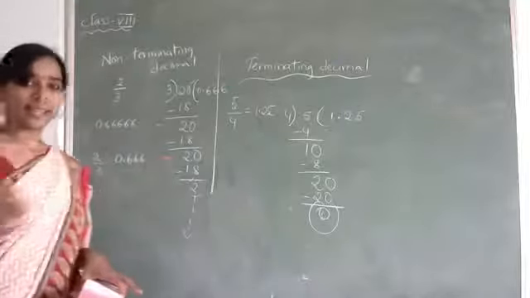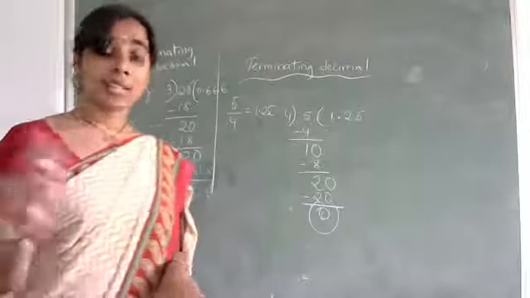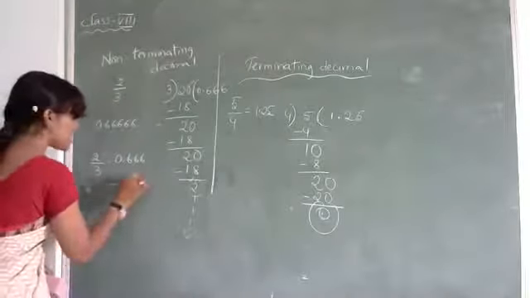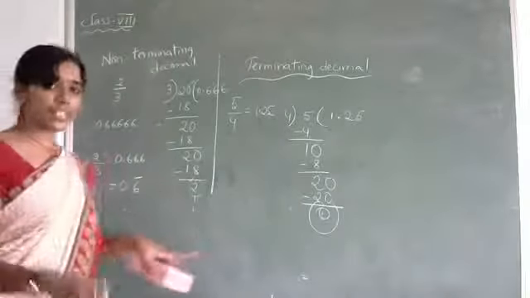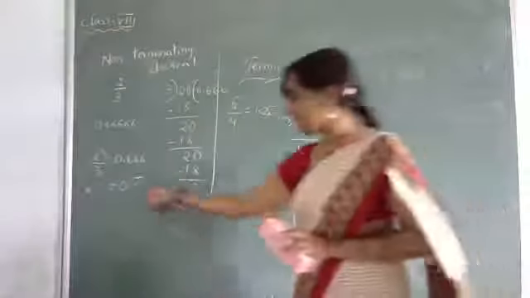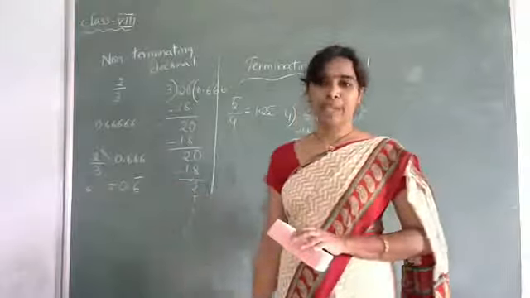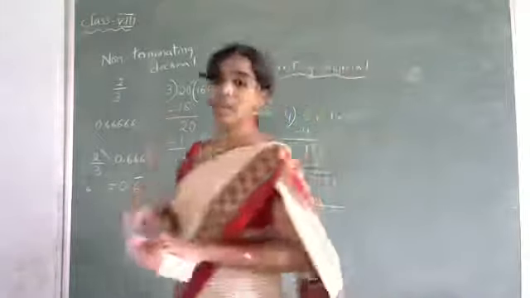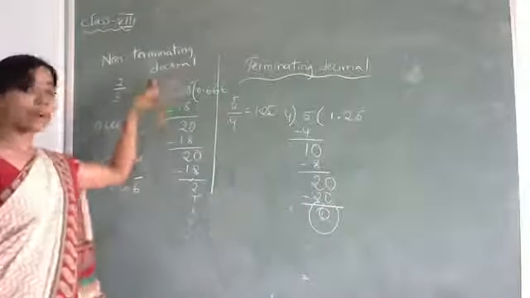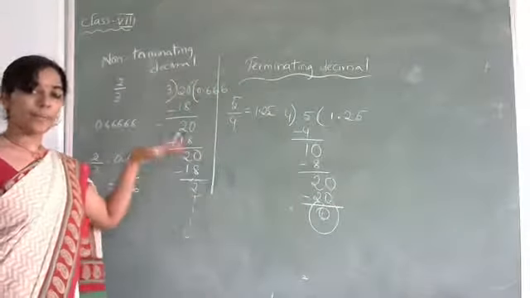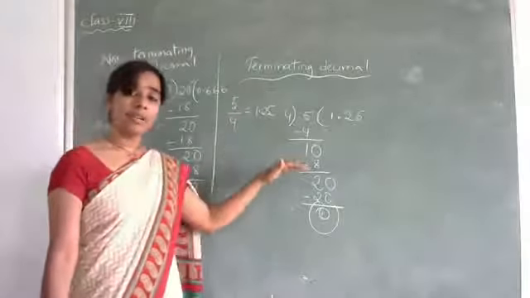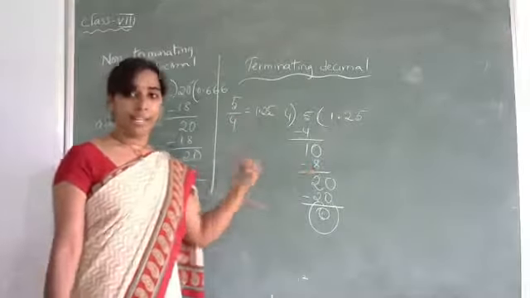So which one is repeating here? The number 6 is repeating. So that's why I am writing 6 bar. The number which is repeating, if we keep a bar on that number, it shows it is the repeated number. So we have two types of decimal numbers: terminating decimal and non-terminating decimal. Like this we can change a rational number into a decimal number in both ways.